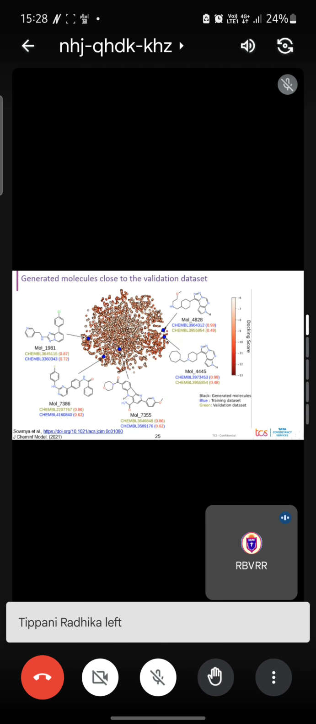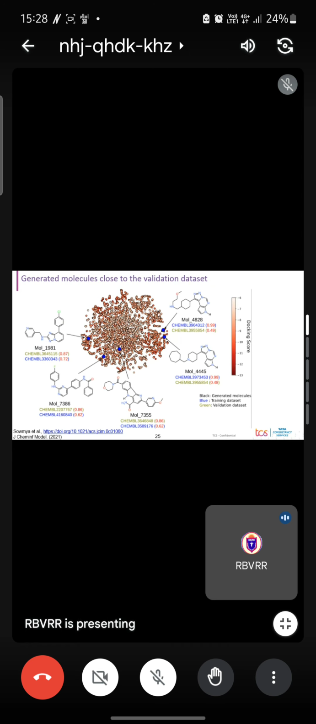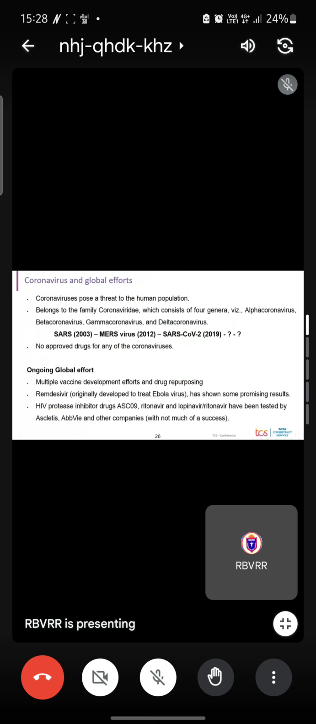Here you see some dark blue things. These are the molecules which are similar to the validation data, that is, molecules which are specific to JAK2, and these are the scaffolds of those molecules. After we validated the model, we wanted to check it with a new unknown system. This was during COVID.